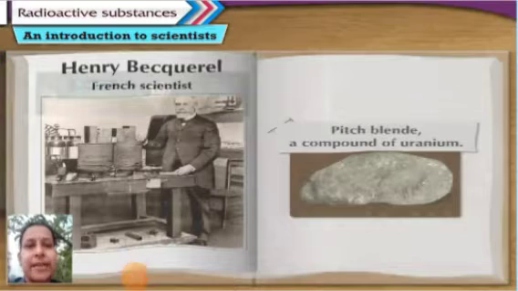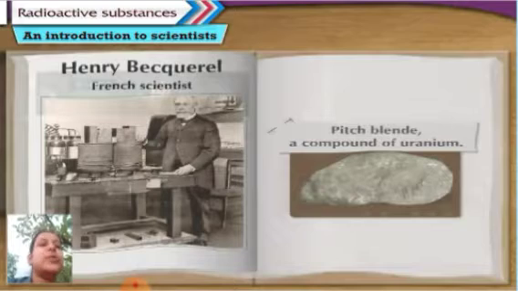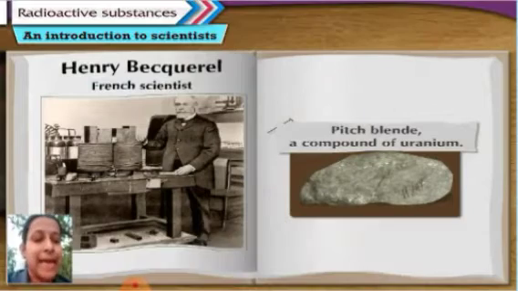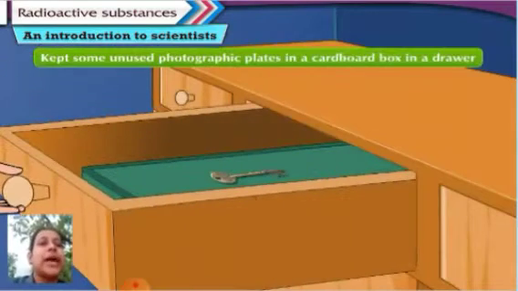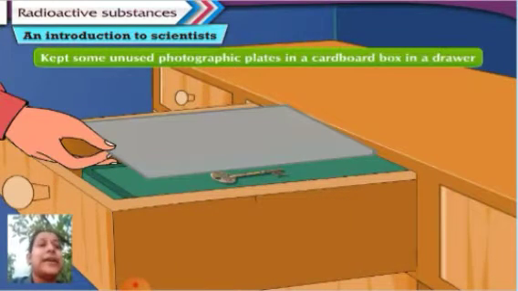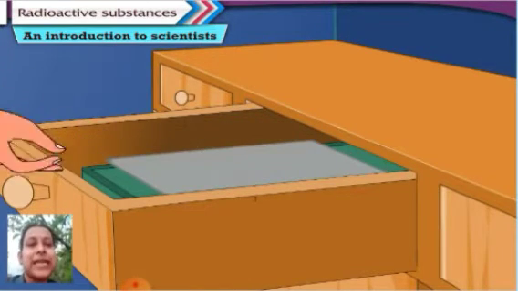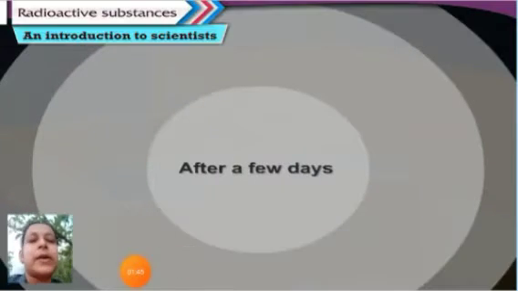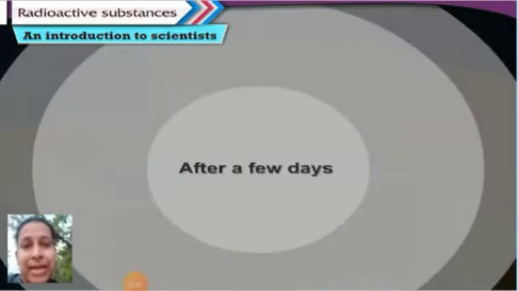So let's understand the scientist Henri Becquerel. Henri Becquerel was a French scientist, and he was studying a uranium compound called pitchblende. He had kept some unused photographic plates in a cardboard box inside a drawer. On this box there was a key, and he happened to leave the uranium compound, the pitchblende, on the cardboard box.